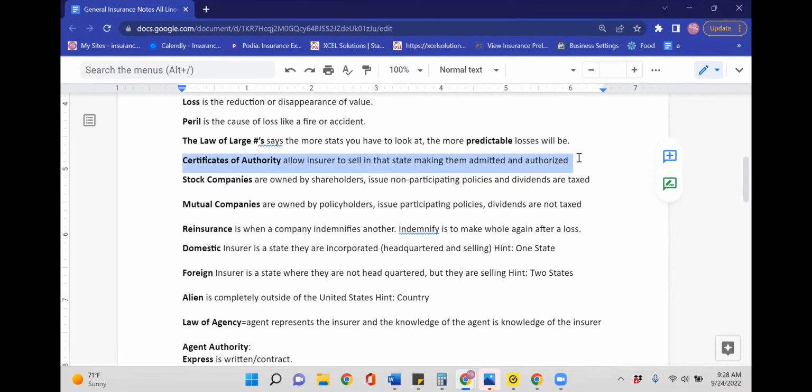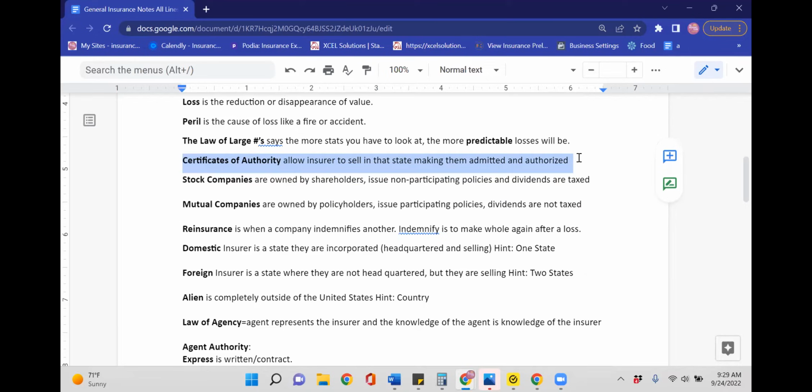The certificate of authority makes you admitted and authorized. So a certificate of authority makes an insurance company admitted. You are now admitted to be able to sell. You now are authorized to be able to sell. So a certificate of authority is what an insurance company needs to be able to sell insurance in that state. And once they have a certificate, they are known as admitted or authorized. Then they want you to know that admitted means authorized and authorized means admitted.